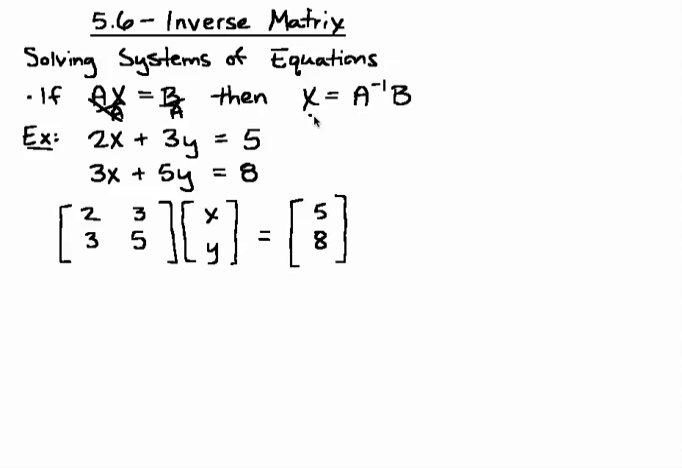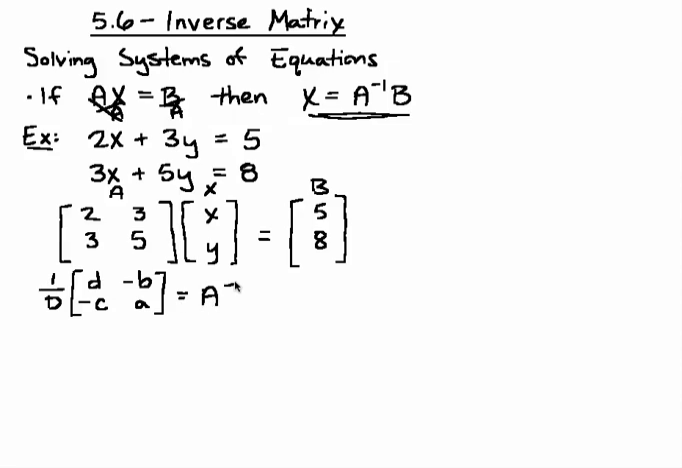And now I'm using this principle here, that I can find what my variable is if I multiply A inverse by B. In this case, I have A, I have B, and this matrix would be X. So to start this problem off, I would first need to find the inverse of A. Now I can use my rule that we learned in the previous video, that 1 over D times the matrix D, negative B, negative C, and A is equal to A inverse.